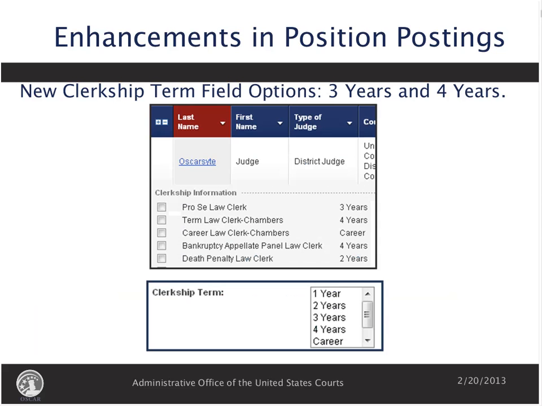The clerkship term field has also been improved by adding new fields for 3 years and 4 years positions. And again, applicants will be able to see the clerkship term from both the judge's list and when they perform advanced searches.